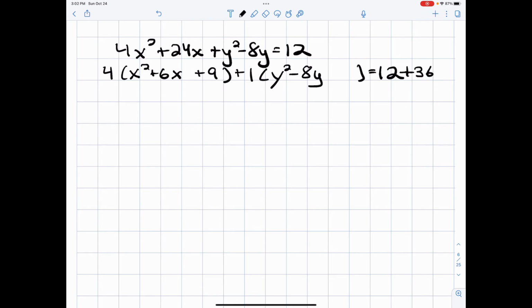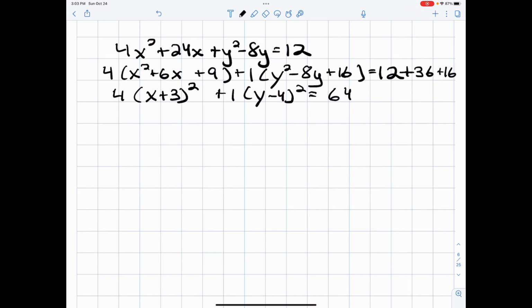Then for the y's, half of 8 is 4, squared is 16. 1 times 16 is 16, so I need to add a 16 down here to keep it balanced. Do a little factoring. Since I completed the square, I have perfect square trinomials. And then on the far right, just combine your terms. 12 and 36 is 48, plus 16 is 64. So this is working out pretty nicely.